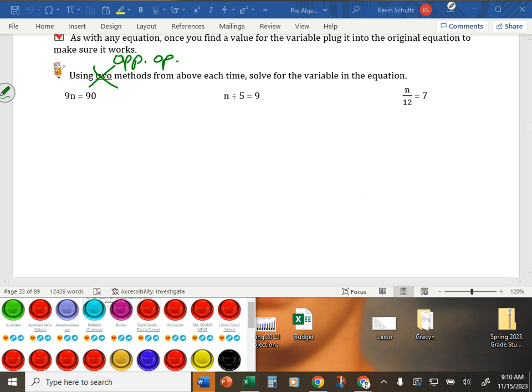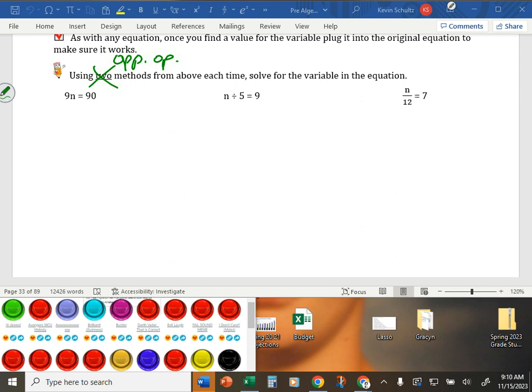9 times n equals 90. What's being done to n? What operation is there, Enzo? It's getting multiplied by 9. Enzo, what's the opposite of multiplying by 9? Dividing by 9, right? If we have 9 n's that equal 90, I don't want to know what 9 n's equal. I want to know what 1 n equals.